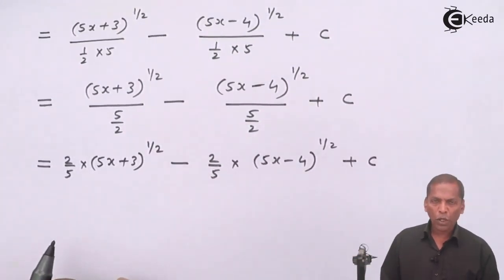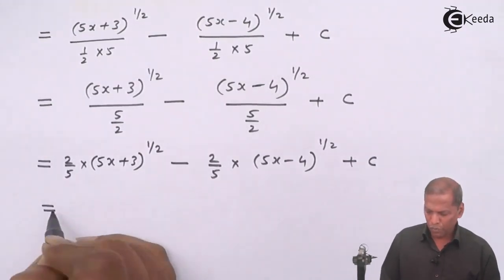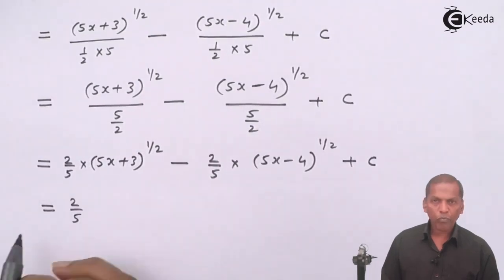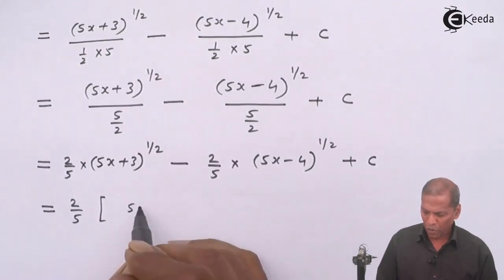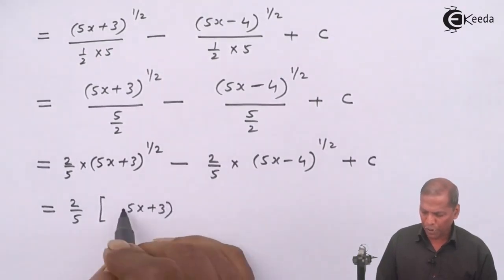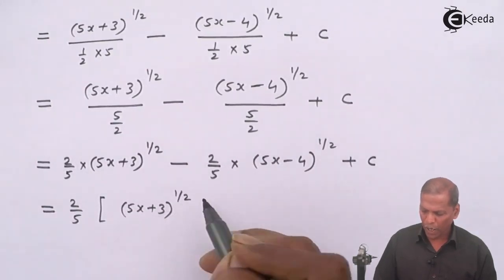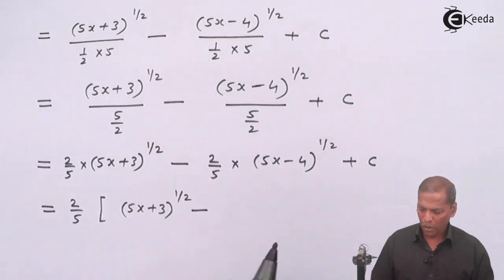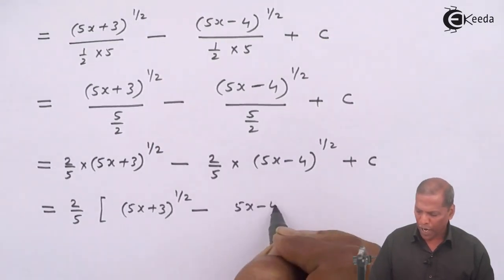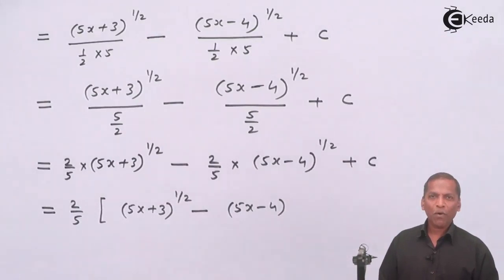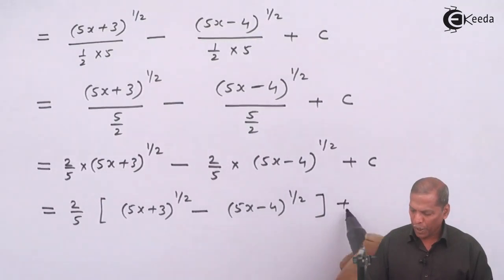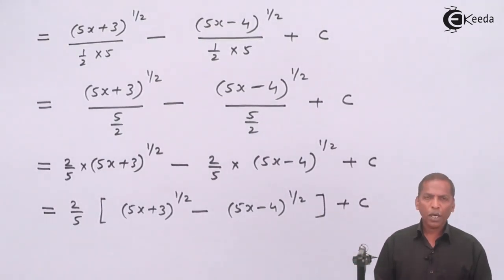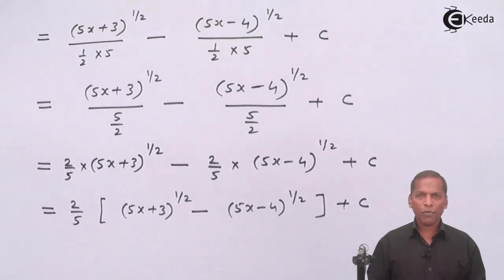Now from these two terms we can take 2 upon 5 common. Therefore the next step will be I is equal to 2 upon 5 in bracket (5x plus 3) raised to 1 by 2 minus (5x minus 4) raised to 1 by 2, bracket complete, plus c. So this is the required solution for the given problem.